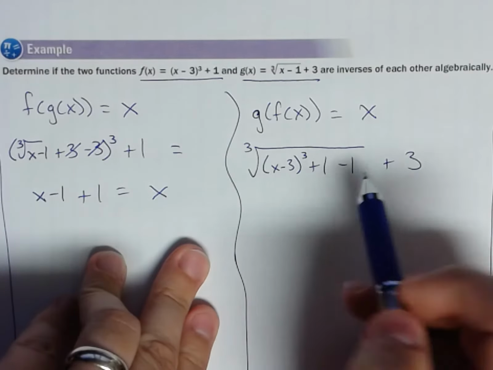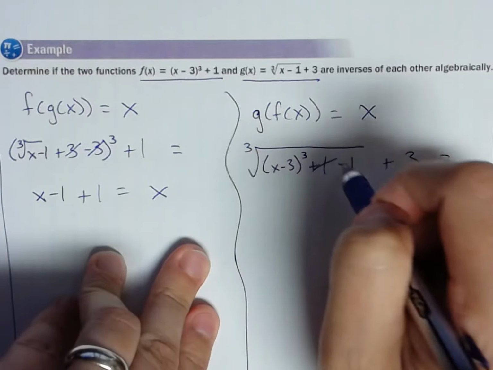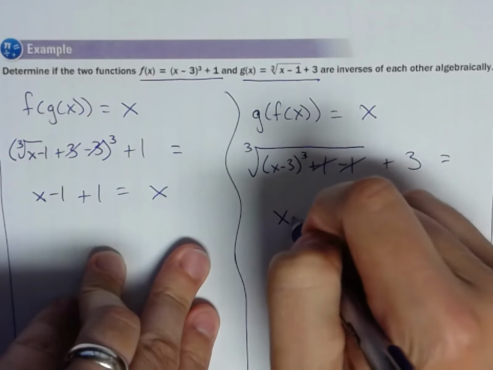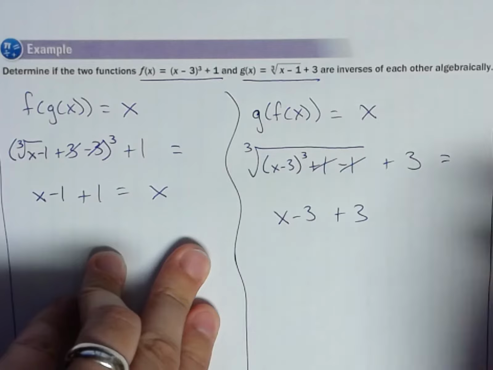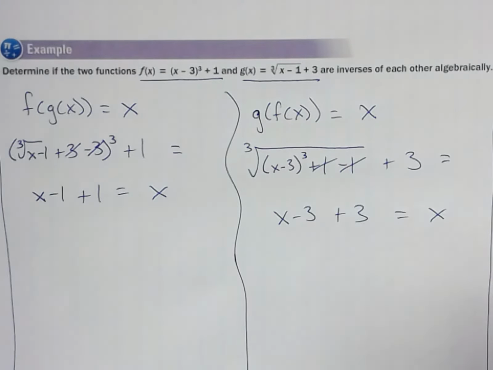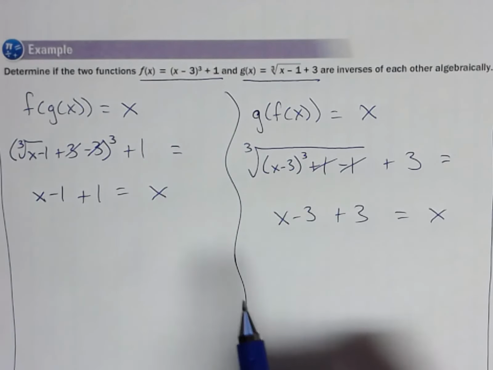And so 1 minus 1 again goes away. Cube root of a cube, so I'm left with x minus 3 plus 3, and of course I get x. So that's how we verify algebraically that two functions are inverses of one another. Compose them with each other, should get x both directions.